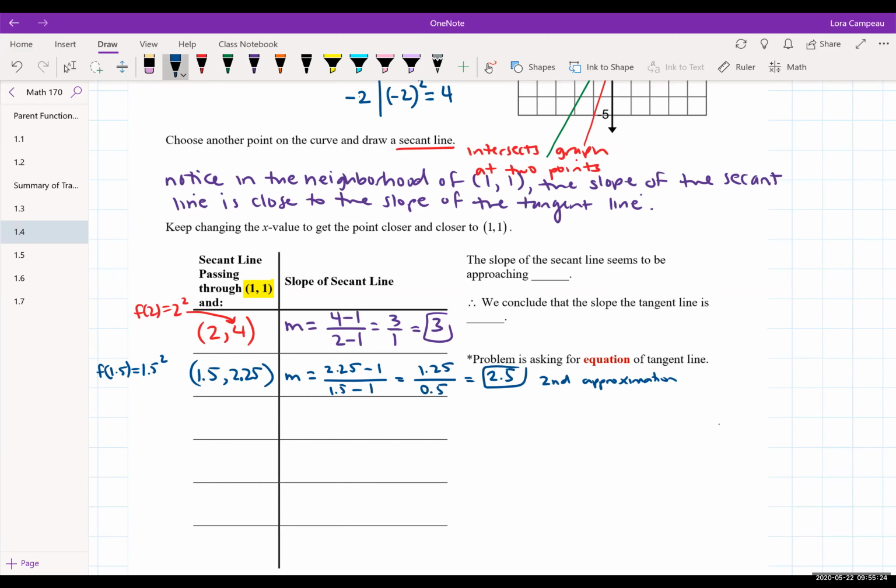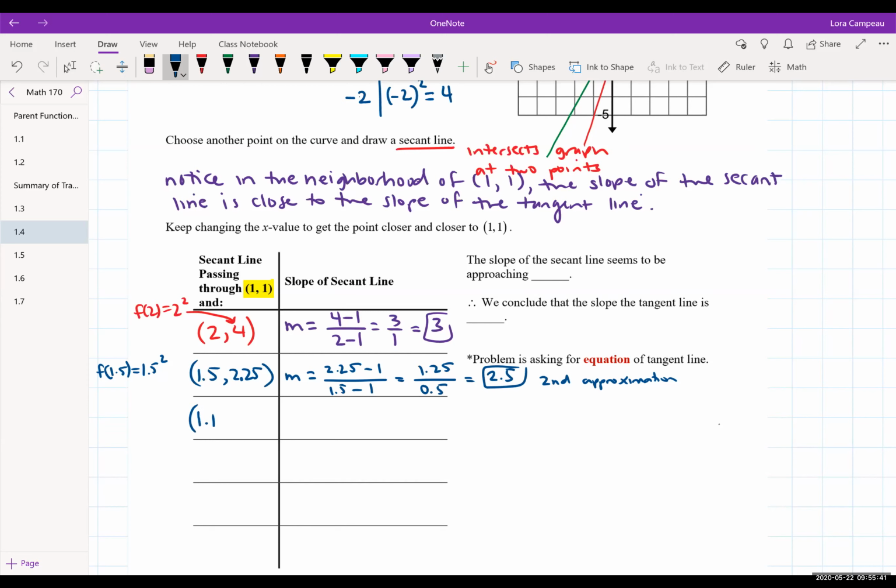And so now, I can keep getting closer. I really want to stop messing around. I want to get really close to 1. So maybe I'll go even further. 1.5 was about halfway in between 1 and 2. Let's do 1.1.